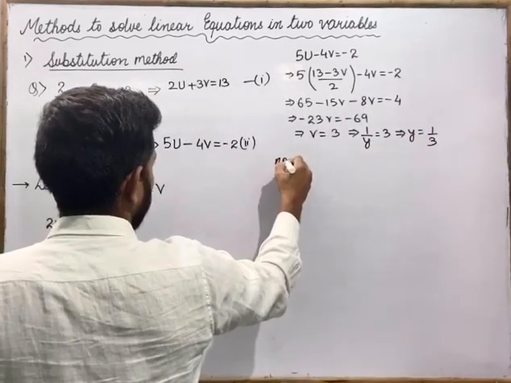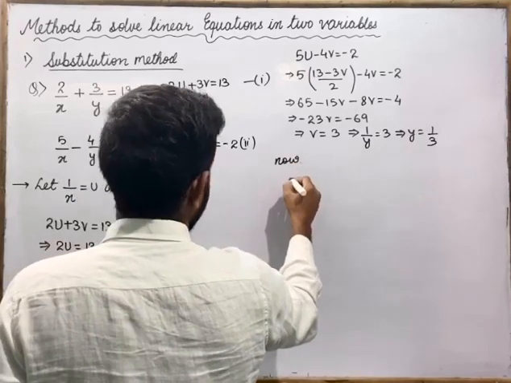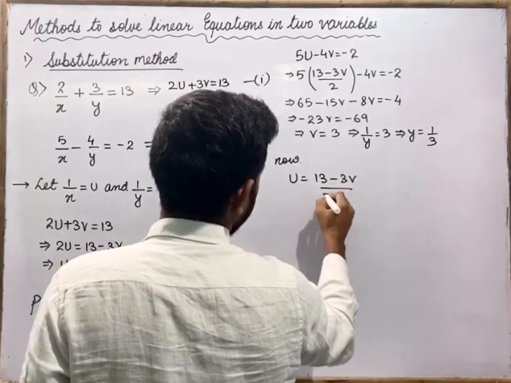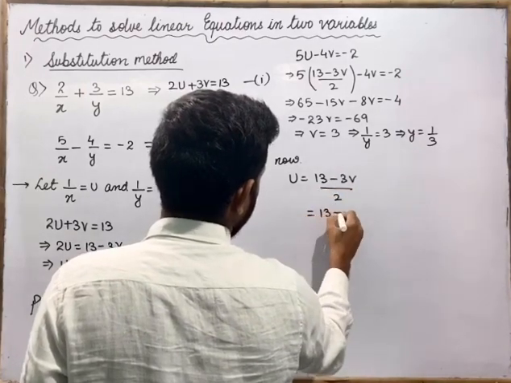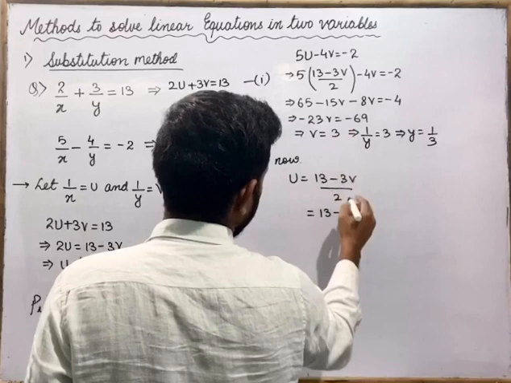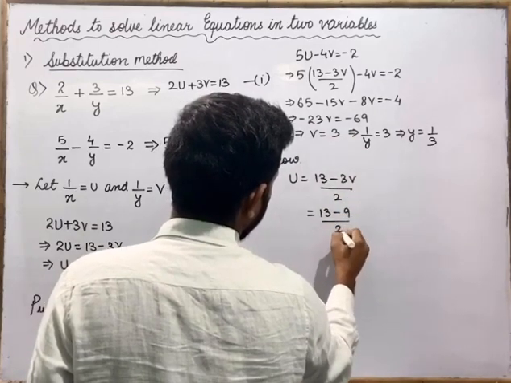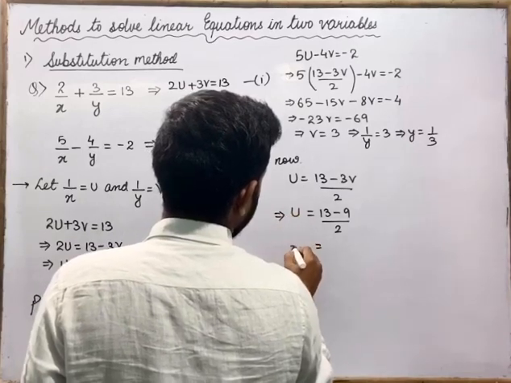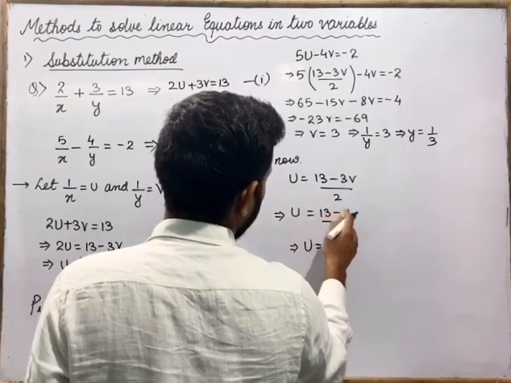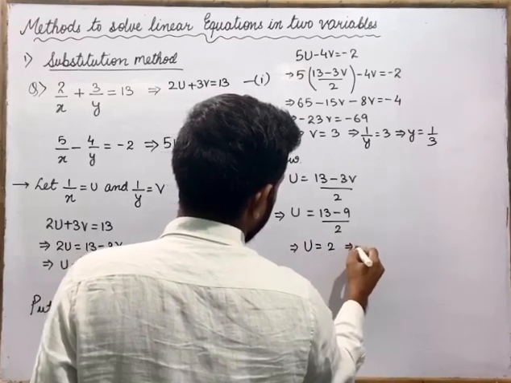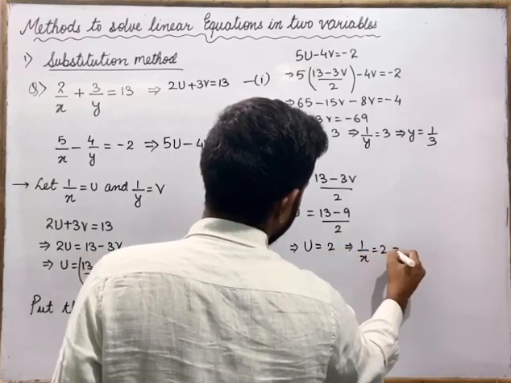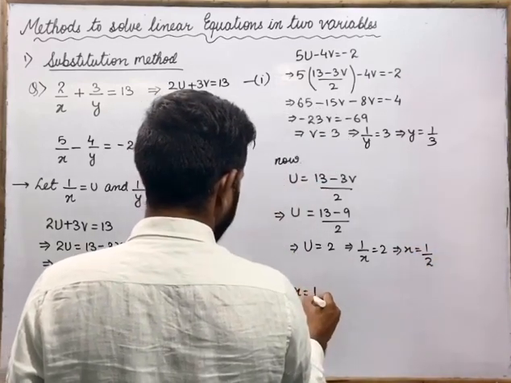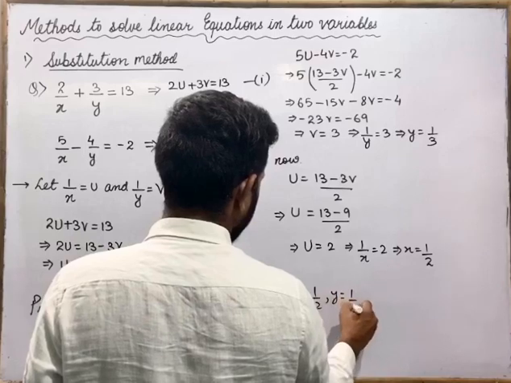Next, u equals (13 minus 3v) by 2. Put the values. What is the value of v? That is 3. 3 into 3 is 9, so 13 minus 9 is 4, and 4 by 2 is 2. So u equals 2. What was u? u equals 1 by x equals 2, so x equals 1 by 2. Therefore x equals 1 by 2 and y equals 1 by 3.